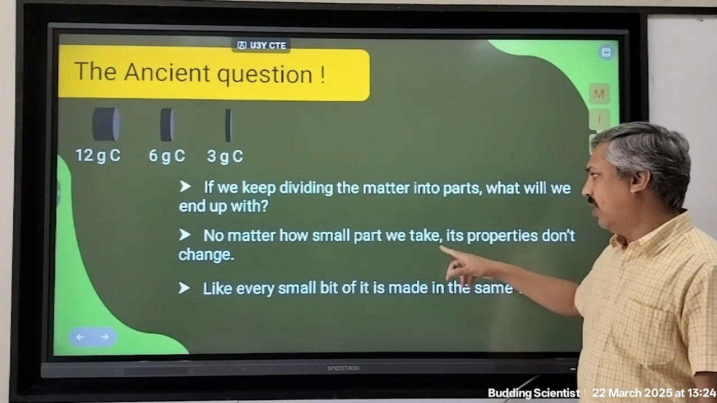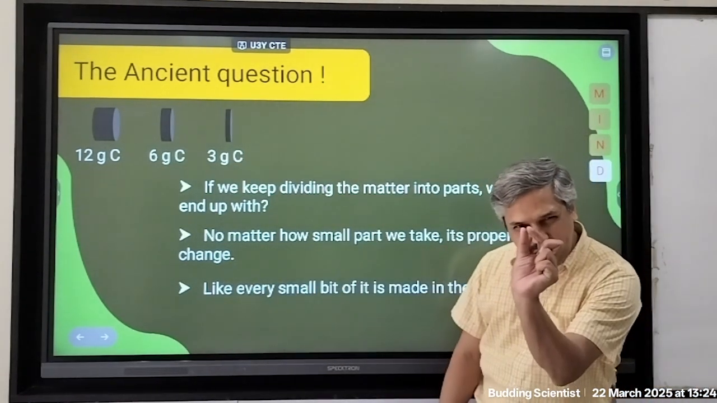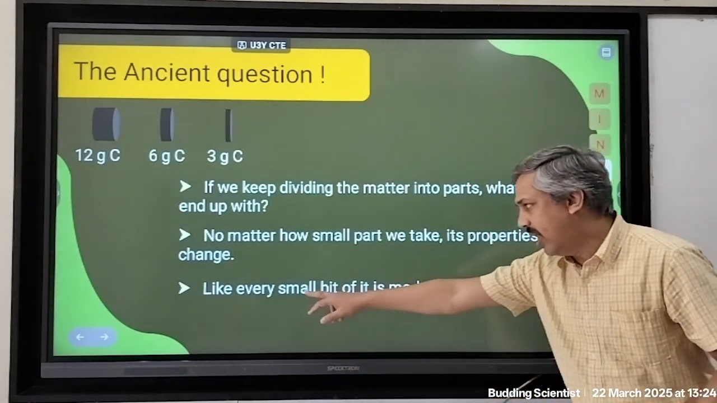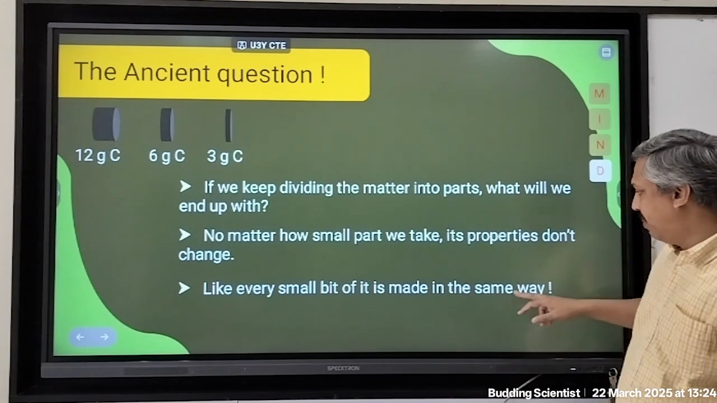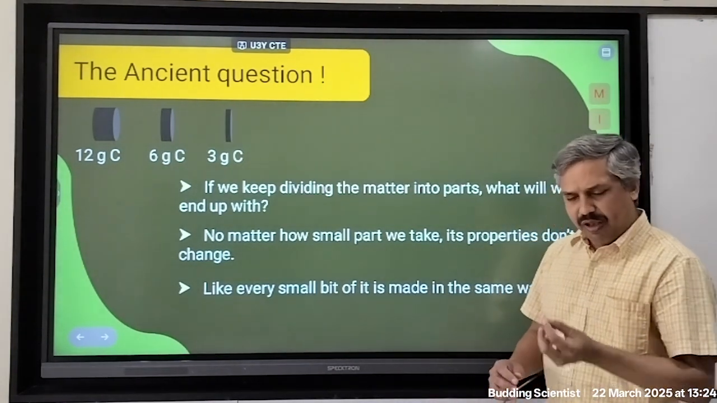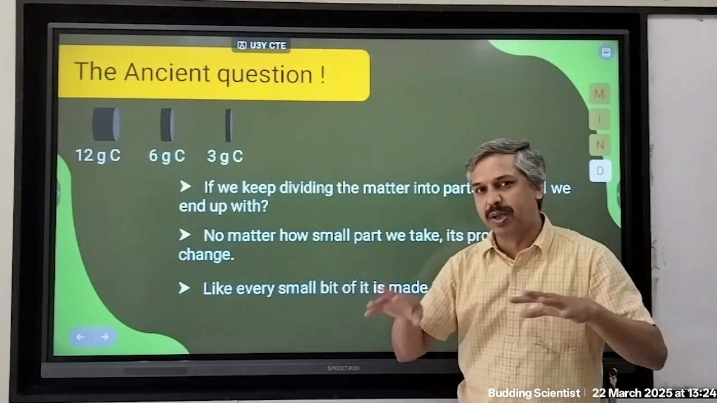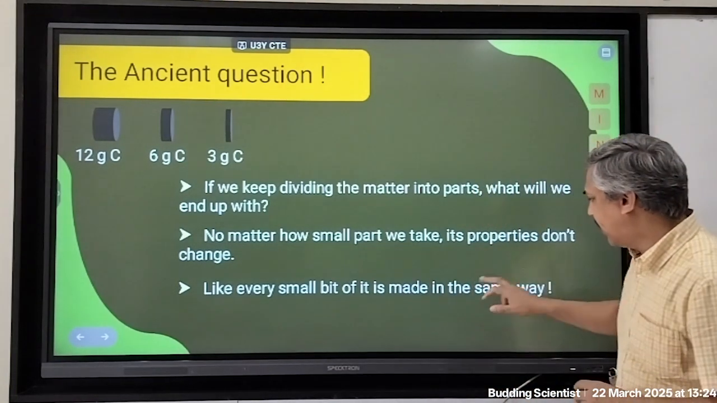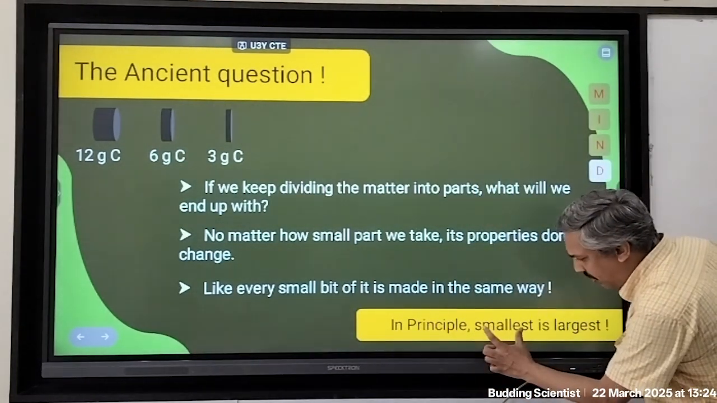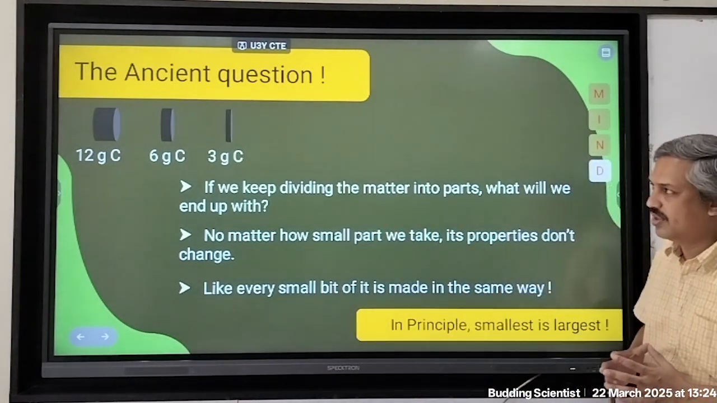No matter how small, its properties will not change, but we will reach a tiniest particle which we cannot further divide. Every small bit of it is made up in the same way, and if you reach that tiny thing, you know that it is from this tiny particle that everything else is made up of. In principle, the tiny particle will have the same property as the large matter. So the smallest is largest.